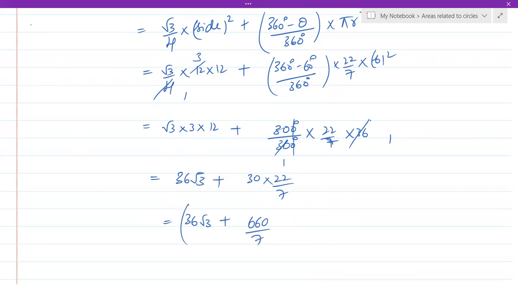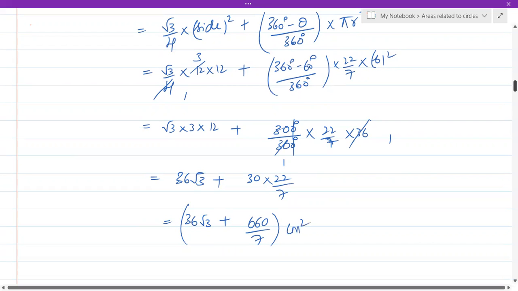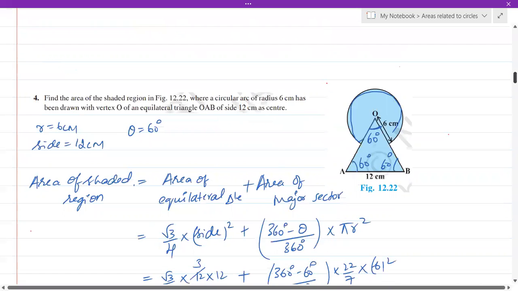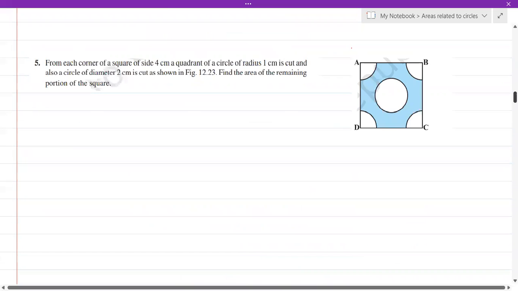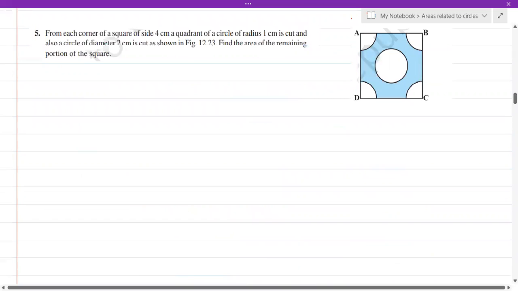Okay. So 36 root 3 is an irrational, and 660 by 7 is a rational. So we cannot add them. So let's keep it as it is. So many centimeter square. The SI unit was in centimeters. So many centimeters square. Let's come to the next one.